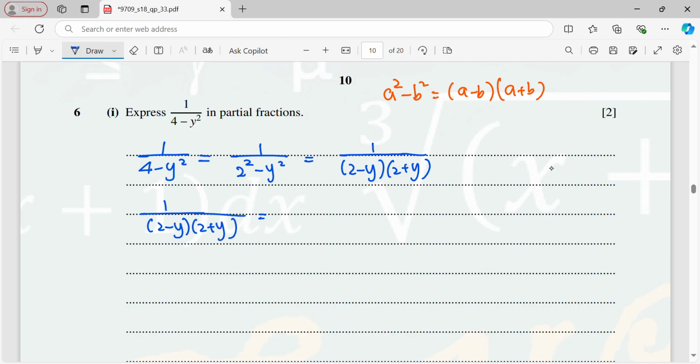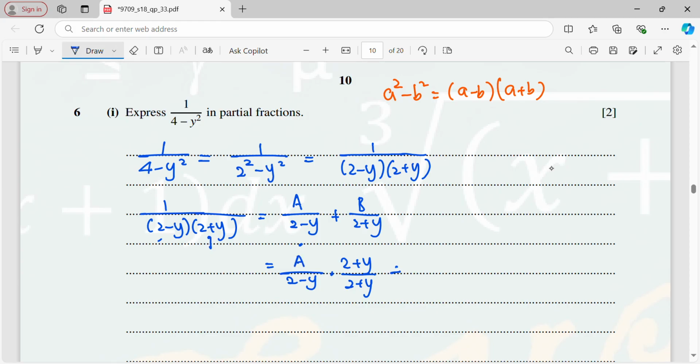So since both are linear factors, therefore I will get a over 2 minus y plus b over 2 plus y. Okay, so now to get the a and b, we need to get the same denominator. So what I need to do is I compare. Here is 2 minus y. That means I need to times with 2 plus y. So a over 2 minus y times 2 plus y over 2 plus y, so that you get back the previous step.